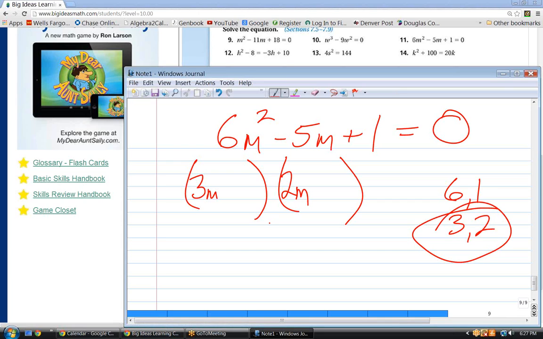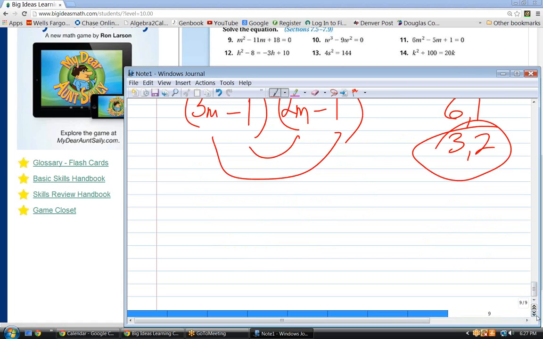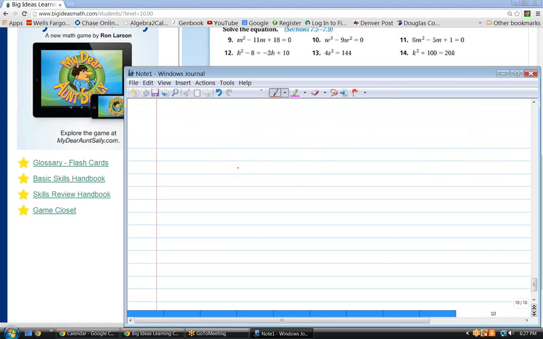What's my signs? Minus and minus. There's only one factor for one. Does that work? Yes, it does. Minus 2m minus 3m gives you minus 5m. Okay. All right. Now a little harder.